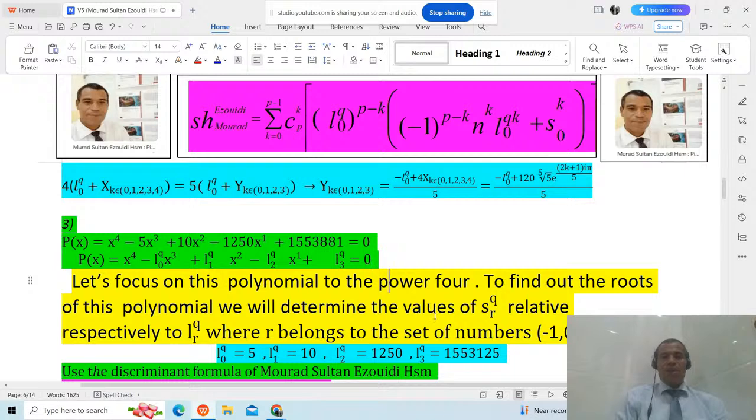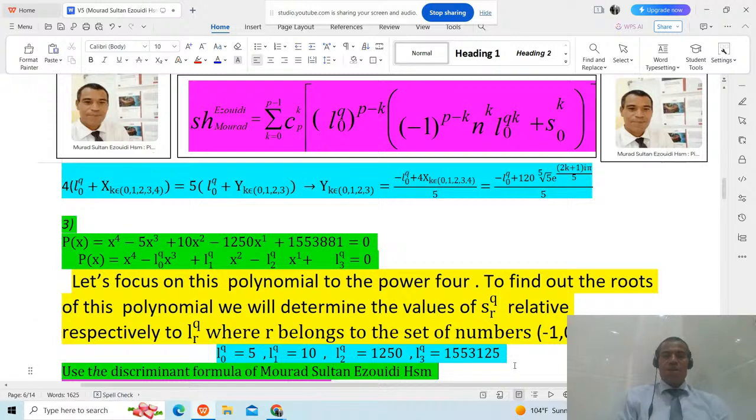53,881. Okay. Now, learners, to focus on this point, you are asked to find the value of S_r of the Q relative to L_r for the Q. Of course, r belongs to the set of numbers from minus 1 to 3 because the highest power is 4. Therefore, k minus 1 is 3.